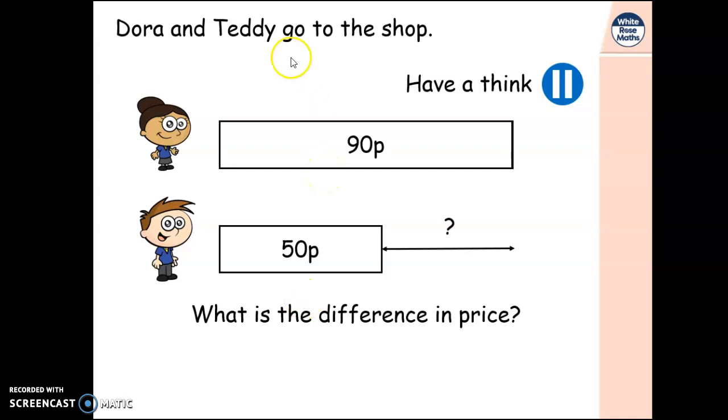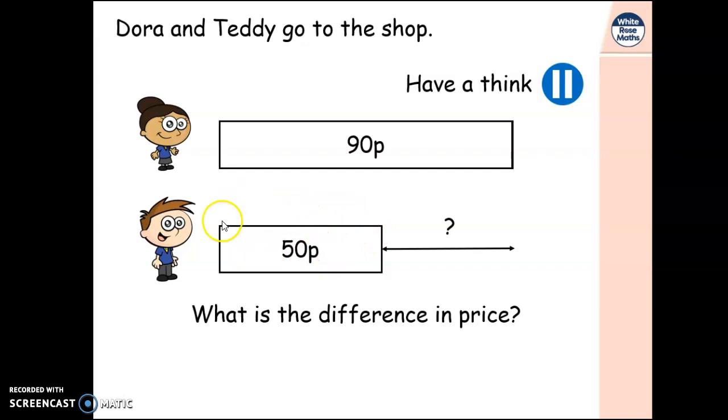So here we have the question: Dora and Teddy go to the shop. We don't have any coins available, we just need to look at what's put in front of us. So we have this: Dora has 90p, Teddy has 50p. So we need to find the difference between 90 and 50.